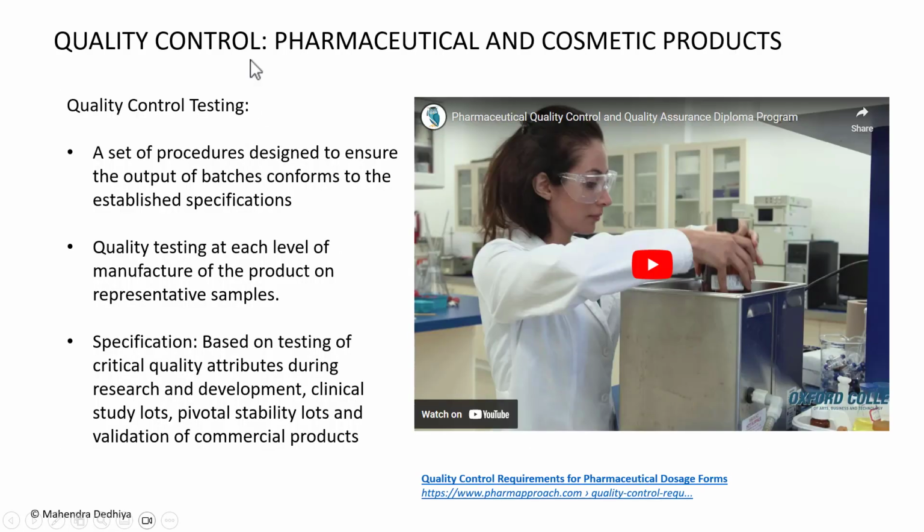Quality control testing is the set of procedures to ensure that the particular lot of the product conforms to the established specification. Quality testing at each level of manufacturing, from development to commercial scale, is done on representative samples. Specifications are based on CQA, critical quality attributes, during research and development, pivotal stability lot, and validation of commercial product. So in this video, you will see several instruments used in common testing in a pharmaceutical laboratory.